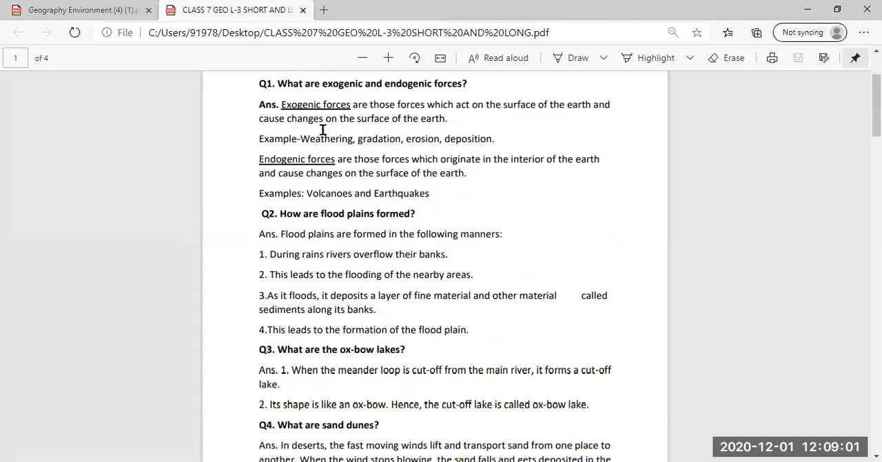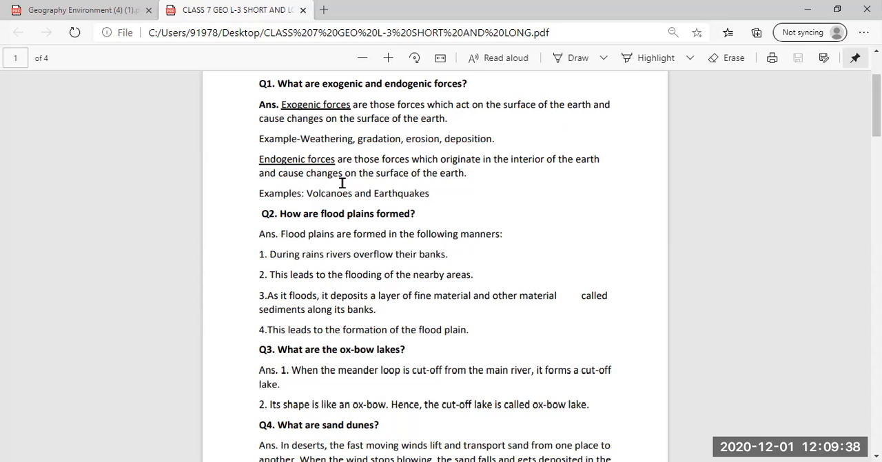First question, what are exogenic and endogenic forces? Exogenic forces are those forces which act on the surface of the earth and cause changes on the surface of the earth. Examples are weathering, gradation, erosion, deposition. So these are all exogenic forces. As the word indicates, exogenic means these forces act outside the earth's surface, and they cause changes on the surface of the earth.